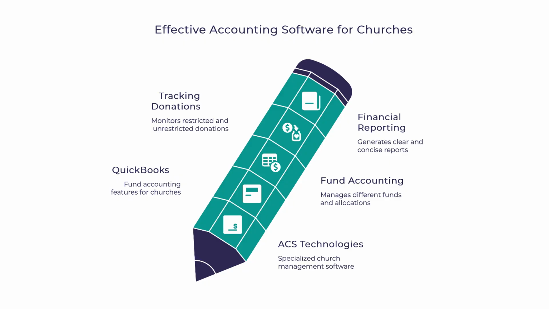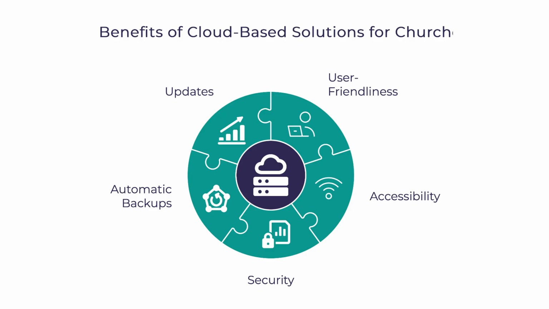There are several excellent choices designed specifically for churches. Popular options include ACS Technologies, Church Windows, and even QuickBooks, which now has specialized features for fund accounting. These programs really streamline the whole process. What should churches look for when choosing accounting software? The key is finding something that matches your church's size and needs. You want software that can handle fund accounting, track restricted donations, and generate clear financial reports. It should also be user-friendly enough that multiple staff members can work with it.